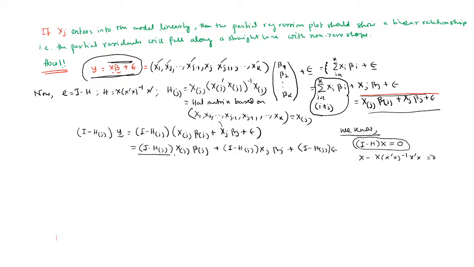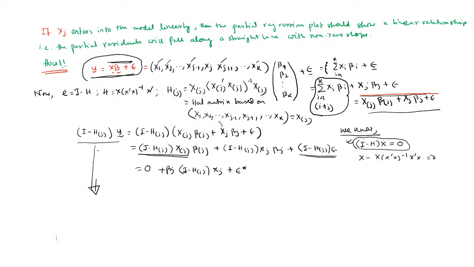So this portion is 0, using this fact, and then here beta j is scalar, so we can write this portion as, and I denote this part by epsilon star. So therefore this is the error term.